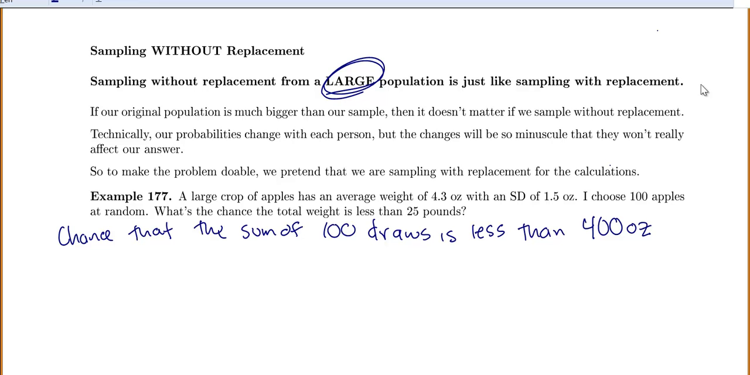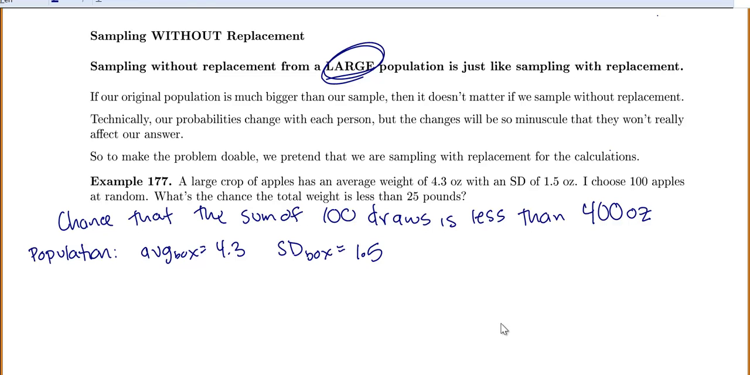Now, it doesn't actually talk about a box. This is something that's a little bit new to us. So if we know the information about the population, it kind of tells us the information in the box. So the population tells us that the average of the box is 4.3, and the standard deviation of the box is 1.5. So again, the population, that's what you're drawing from. You draw your sample from a population. So we know the average of the box and the standard deviation of the box. We need to find the expected value and the standard error.